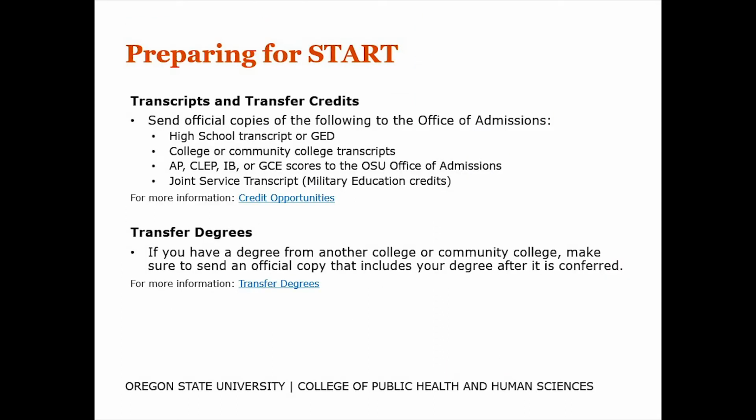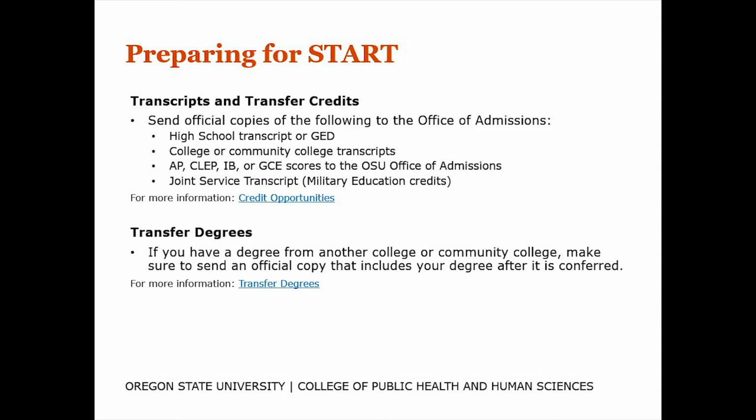Okay. So while you're waiting for START to begin, you can do a couple of things. Specifically, if you have any transcripts or transfer credit, please make sure to send them to the Office of Admissions. This would include your high school transcript or your GED, any college or community college transcripts, any AP, CLEP, IB, or GCE scores, and then any military education credits.